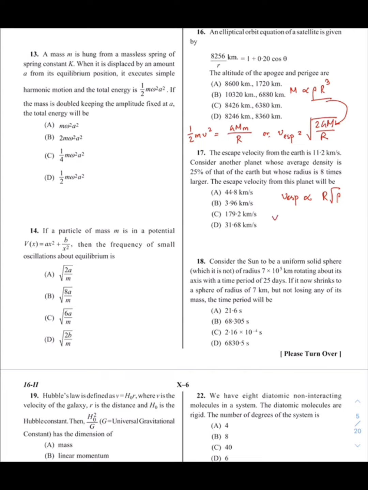Now v by v earth, we are taking the ratio of the escape velocity of the planet and that of earth, is equal to R divided by R earth times square root of rho divided by rho earth. So given that this is 8 and this is 0.25, we find the escape velocity is equal to 8 times square root of 0.25 times 11.2 kilometer per second, which is equal to 44.8. So option A is the correct answer.